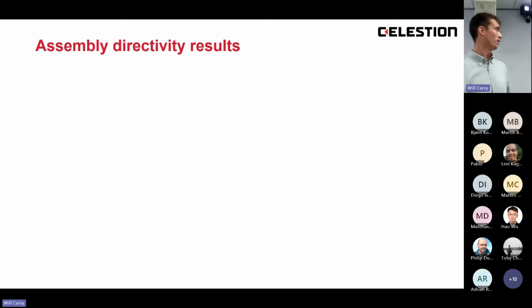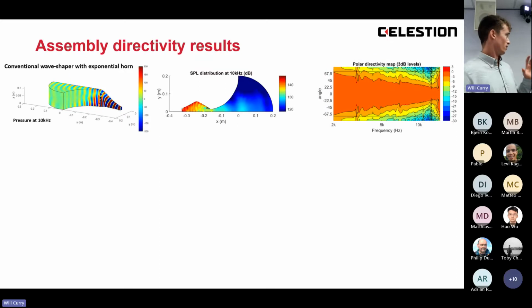Some results. This slide compares 3 different horn and wave shaper configurations. So the first is a conventional wave shaper with an exponential horn. On the left is the pressure at 10K. In the middle is the SPL distribution looking down from the top. And on the right is the horizontal directivity map. So typical of an exponential horn, the directivity gradually gets narrower as frequency increases.